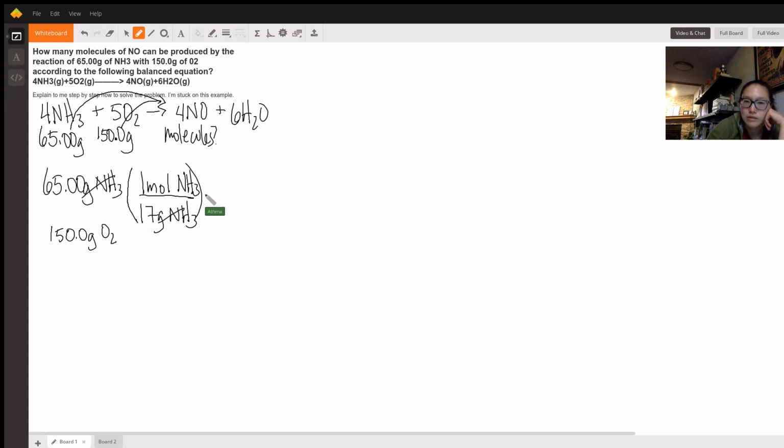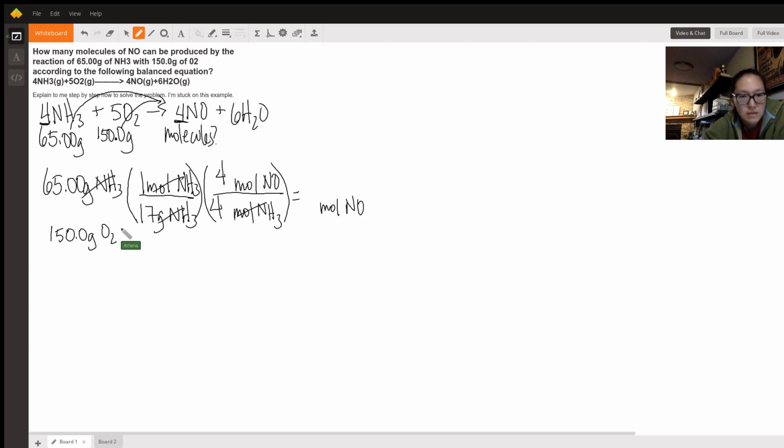Now that I have moles of NH3, I'm ultimately trying to get to NO, so I can now convert from my moles of NH3 to my moles of NO. And I know what values to put here because I'm looking at my balanced equation. So it looks like per 4 moles of NH3, I expect to produce 4 moles of NO. Okay, I know we're asked for molecules, but let's just stop there. If I were to plug this into my calculator, first I want to check, did I set it up right? I'm going to check my units. Moles of NH3 cancel, and I am left with moles of NO. Great. And before I plug that in, let me set up this second one.